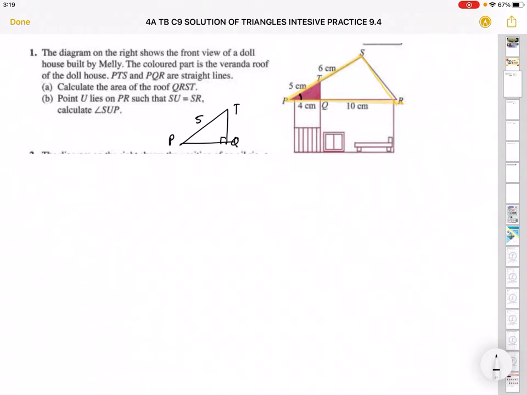Now, if you look at triangle PTQ, we already know this is 5, this length is 4, and QT is 3. I don't have to show you Pythagoras, right? We know it's 3, 4, 5. To find this angle TPQ, we can use sine, cos, or tangent. Because I'm given the lengths 4 and 5, I'll just use cos. Cos TPQ is 4 over 5. Angle TPQ, if you use your calculator, is 36.87. Oops, this is not the final answer yet.